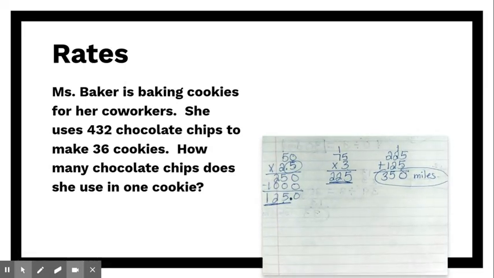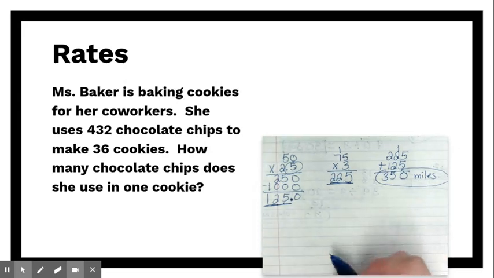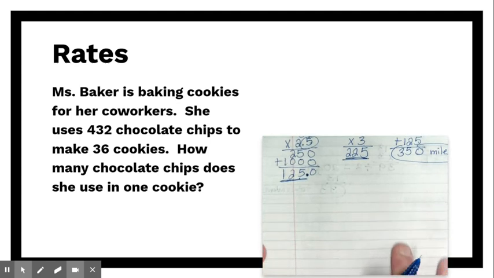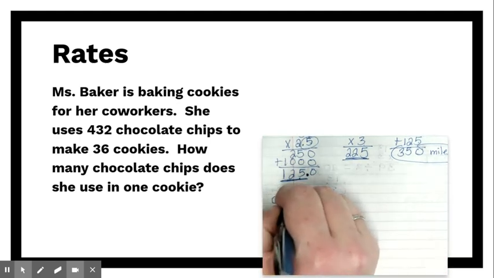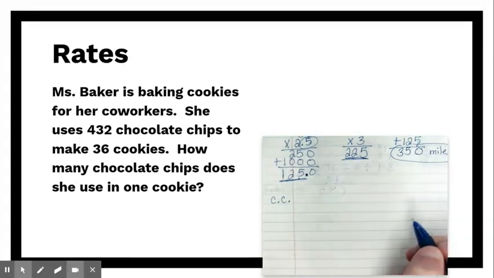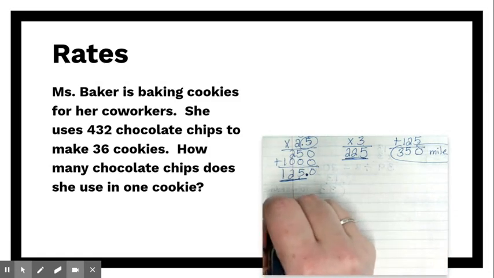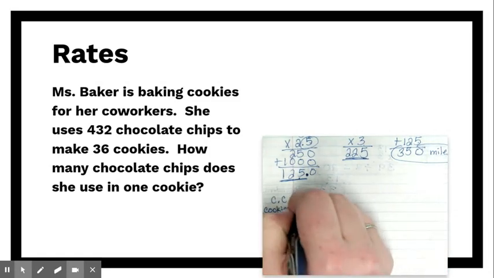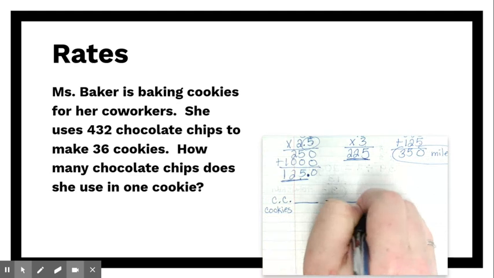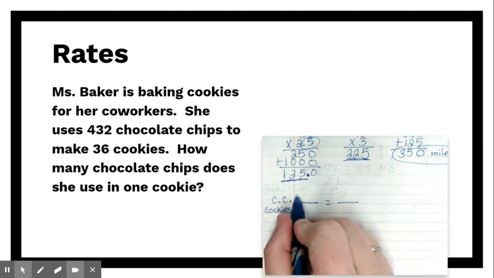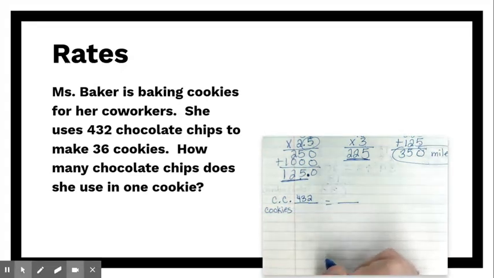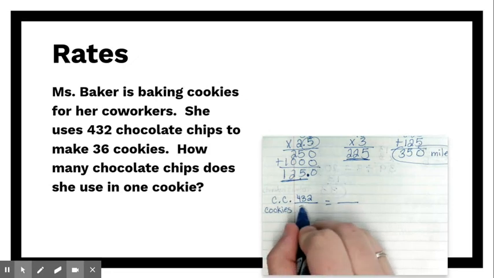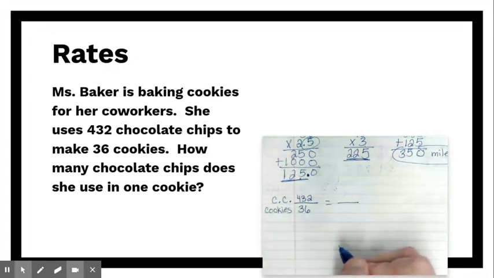Miss Baker is baking cookies for her coworkers. Okay, she uses 432 chocolate chips. So she's using chocolate chips, so I'm going to put CC for chocolate chips, okay, to make 36 cookies, okay? So we have chocolate chips and cookies. Okay, so my first one, it said 432 chocolate chips, so we put that on top, and 36 cookies, so we put that on bottom.